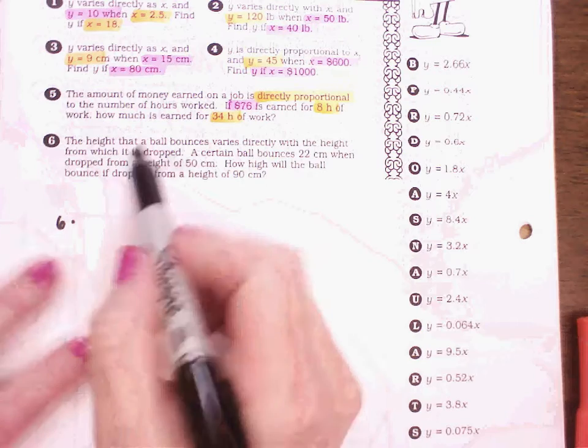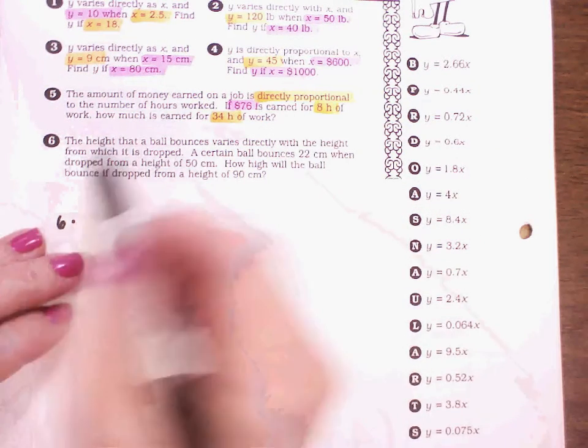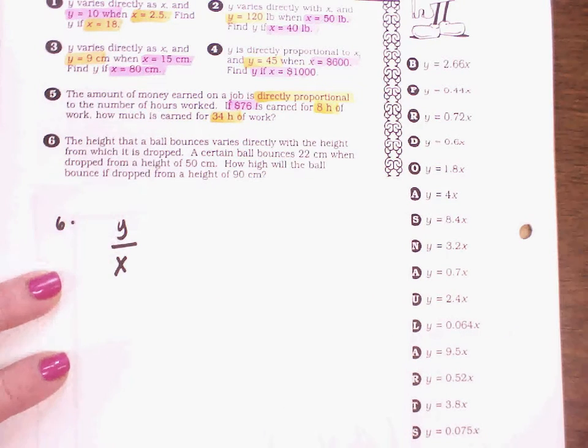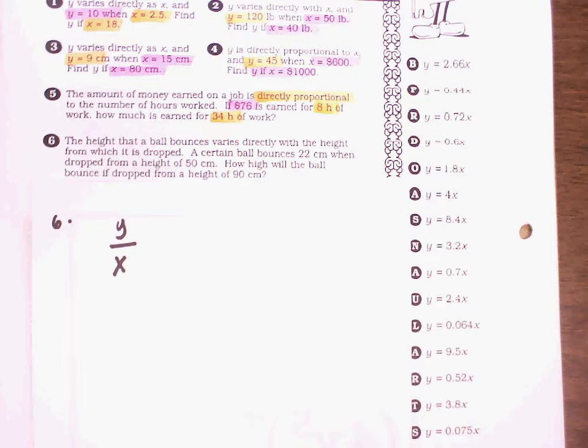All right, so let's go to number 6. The height that a ball bounces varies directly. That means that they are proportional with the height from which it is dropped. All right, so you're dropping a ball, right? If I drop it from here, will it bounce more or less than if I drop it from here? Less and more, right? So the higher the drop, the higher the bounce. Yes? All right, so what is X and what is Y?